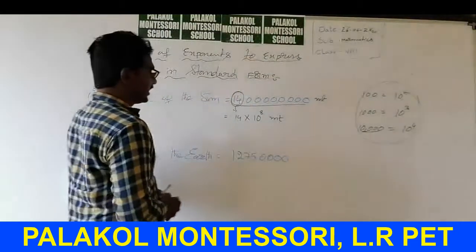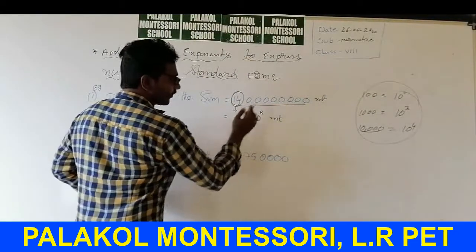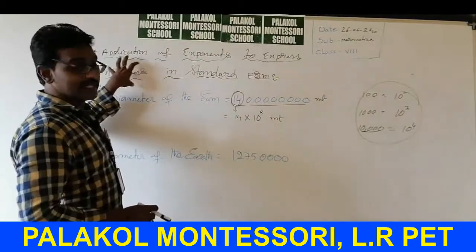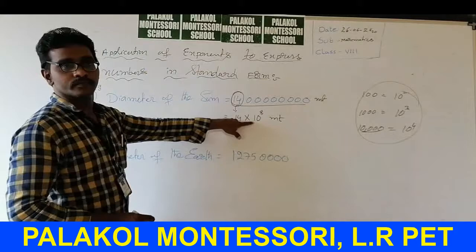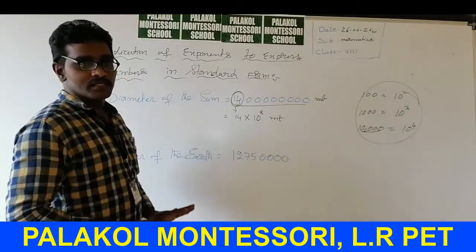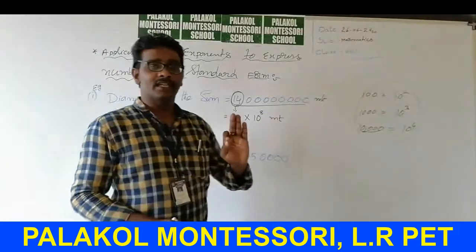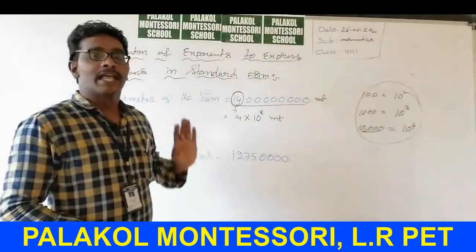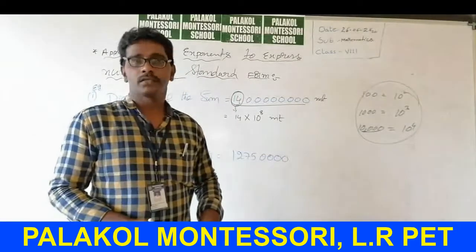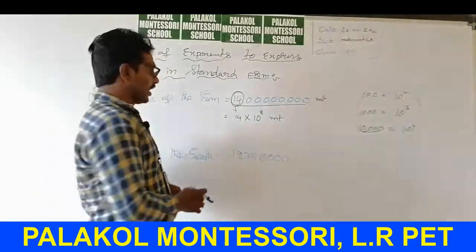Okay, come to the point. This one is 14 into 10 to the power of 8. So we express the number with an exponent, but it's not a standard form. Standard form means you write one digit in the integral part and the remaining digits in the decimal part. That's why I am writing here.